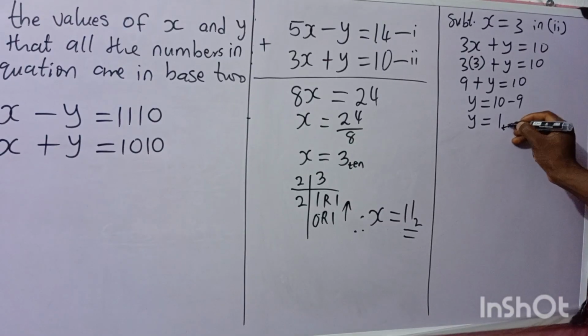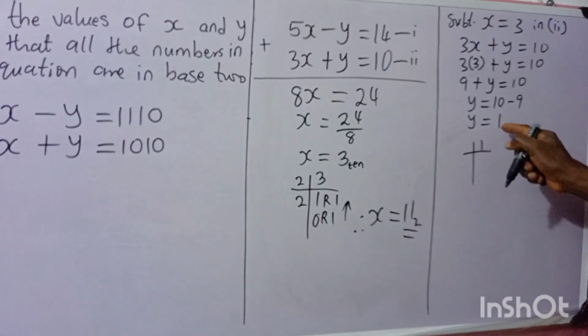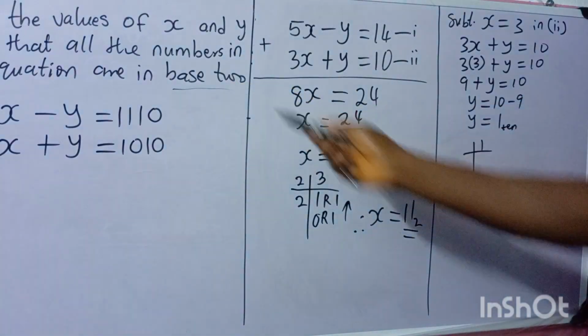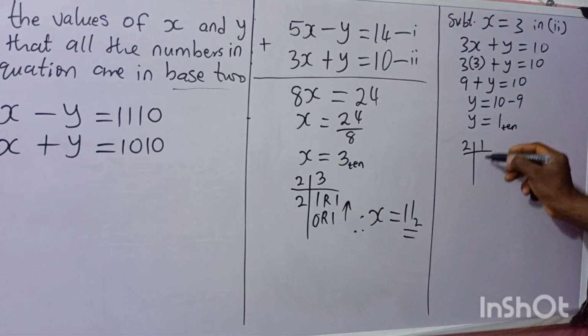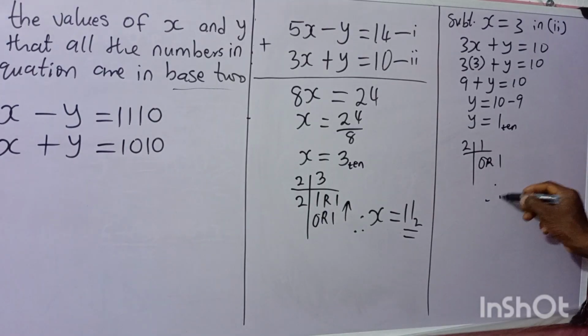Remember, this is in base 10. We know that converting 1 from base 10 to base 2, as the case may be, will still give us the same thing. So let's do that immediately. We have the answer in base 10 as 1. So we have to change it to binary, base 2, as the question says. 2 divide 1 will give us 0 remainder 1. And that is the only thing we have there. Therefore, the value of y is 1 in base 2. That is the solution to this particular question.